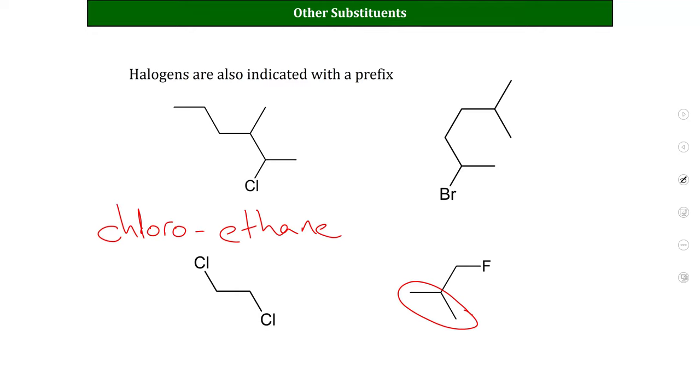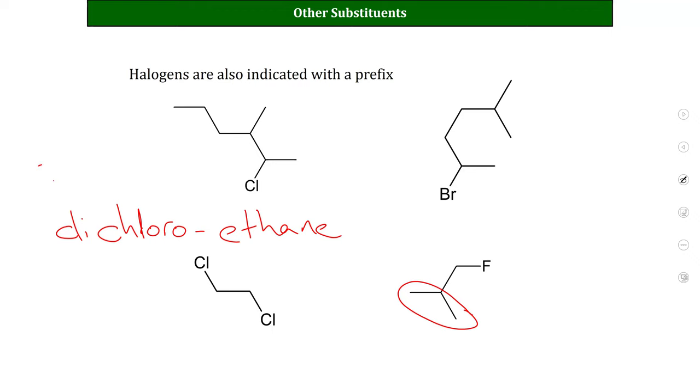Dichloro. We have to specify where they are. Could you have one dichloroethane? Could you put both of the chlorines on the same carbon? Yeah. If it is just one chlorine, you don't have to specify because whichever carbon the chlorine is on is carbon one. But as soon as you have two chlorines, you have to specify because they could be on the same carbon or they could be on adjacent carbons.